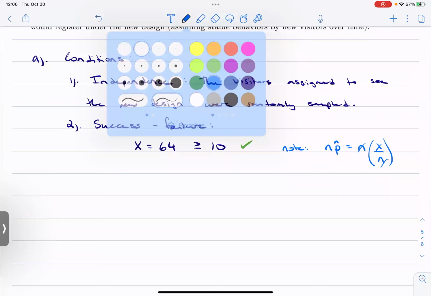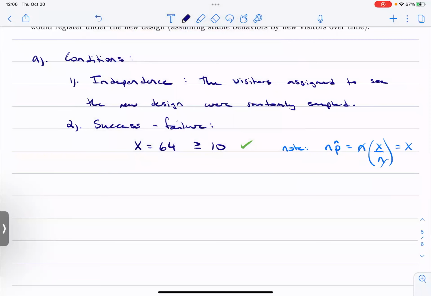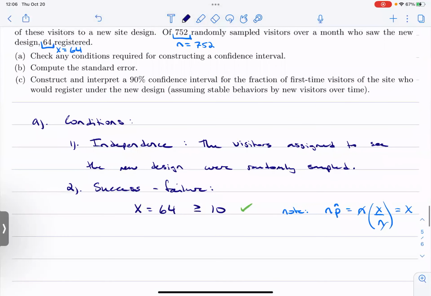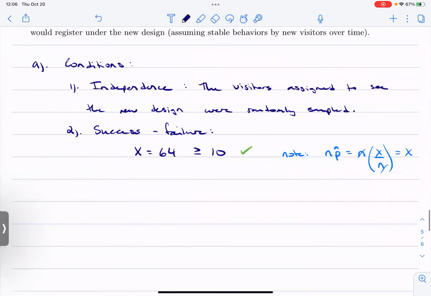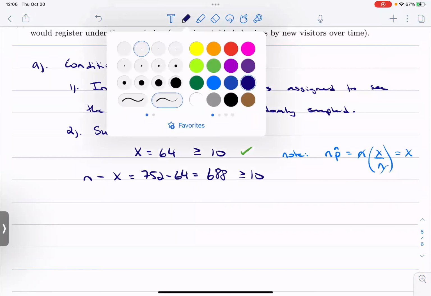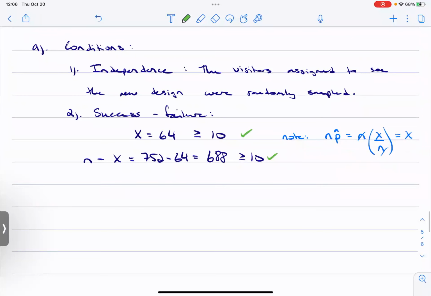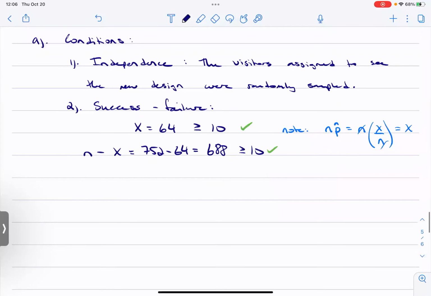Oh, and I guess the failures. If I have 64 out of 752 are successes, then of course the remainder must be failures. So n minus x is 752 minus 64, which is 688, which is also greater than or equal to 10. Booyah. This allows us to use the normal distribution to find the confidence interval.